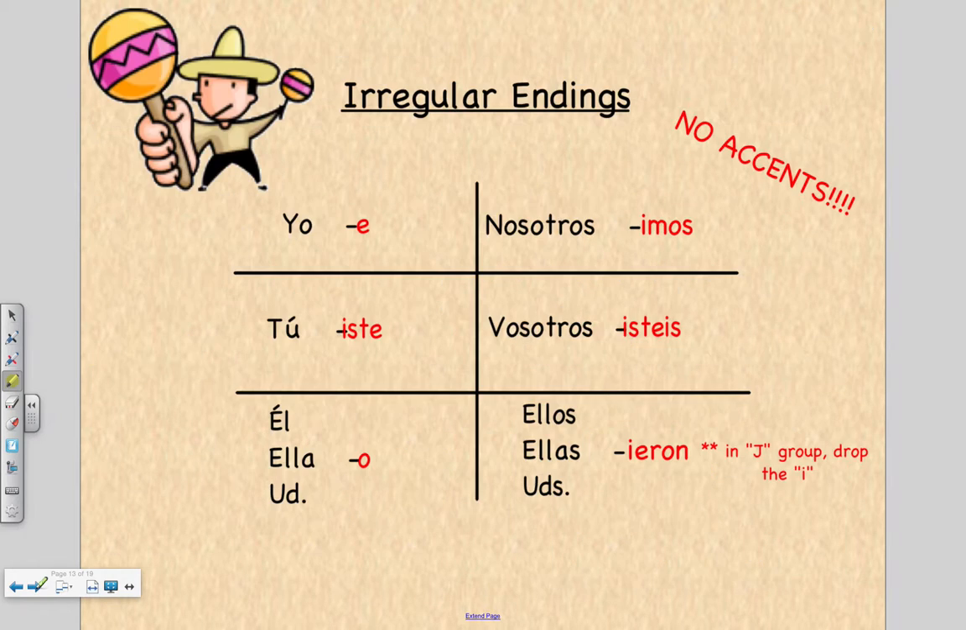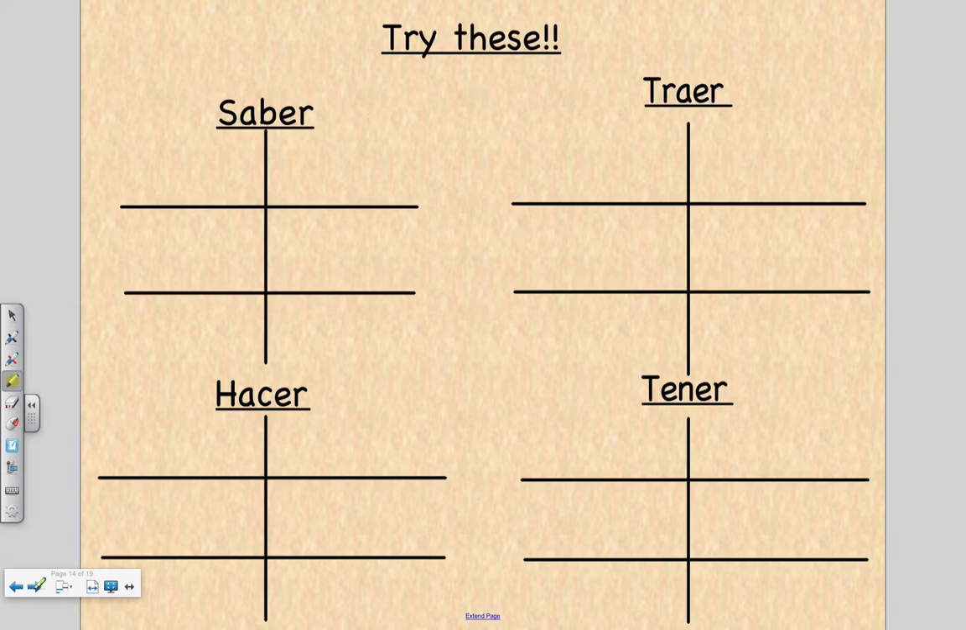Moving on. Here are your irregular preterite endings. Again, no accents. The endings are e, iste, o, imos, isteis, ieron. And again, in the J group, drop the I in ieron. It's just the J group, and it's just that one ending. You're not going to have the I. And again, no accents. None.